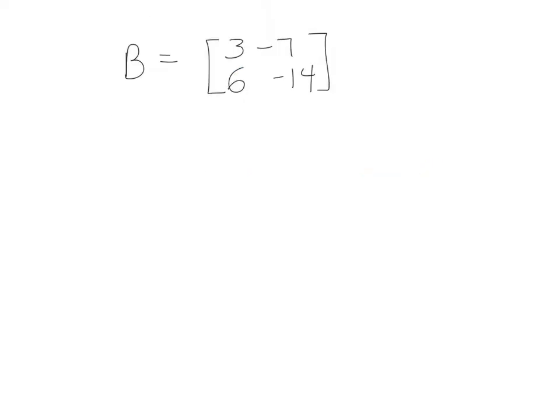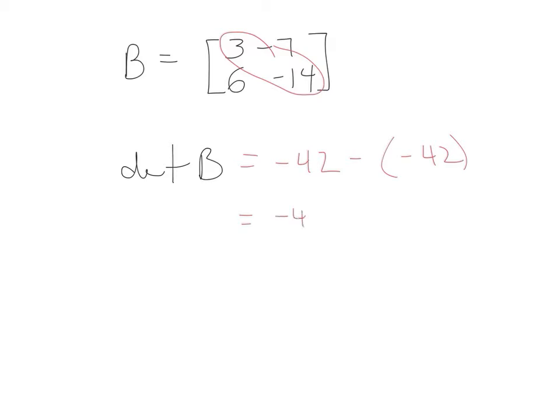So quickly we'll do one more example. Here we've got matrix B, and we're going to compute the determinant of B. So we will do 3 times negative 14 is negative 42, minus negative 7 times 6 is negative 42. So we'll get negative 42 plus 42 is equal to 0. So the determinant of B is equal to 0.